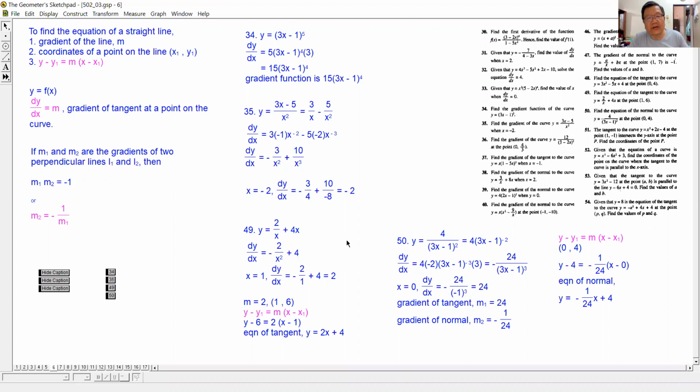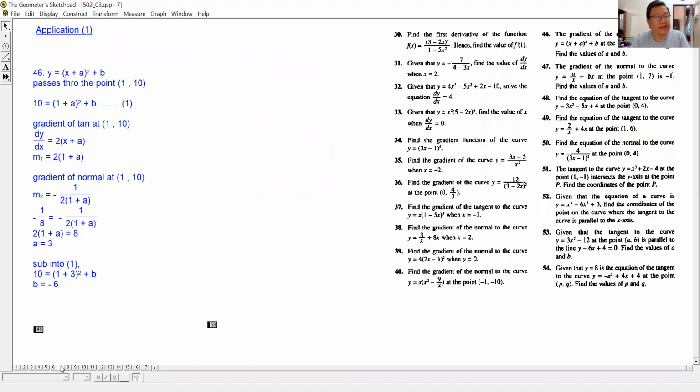Well, I have shown you four examples that need to find the equation of tangent or equation of normal. But normally, the more difficult questions in the exam, they are like this. So these questions, they involve unknowns. In the original equation of the curve, there's an unknown there. So we look at question number 46. So where is question 46? Yeah, it's over here.